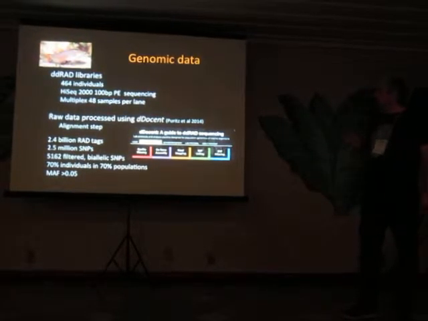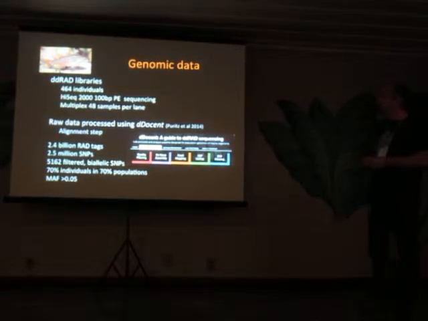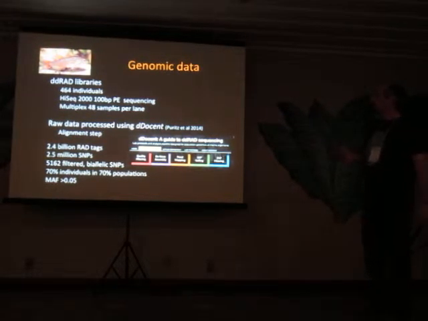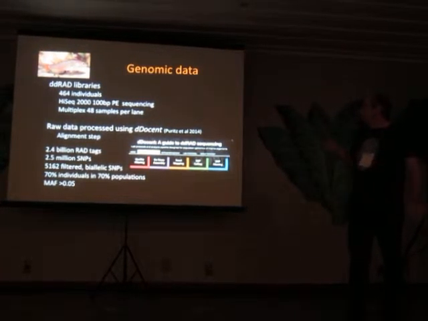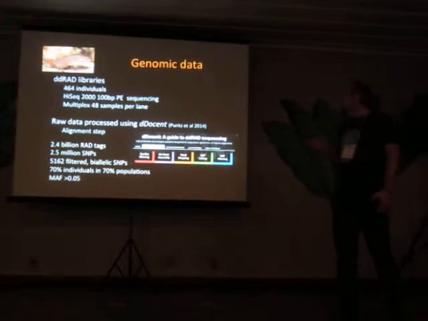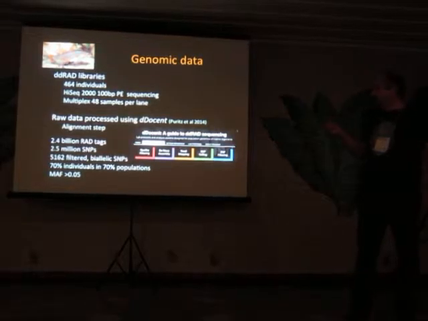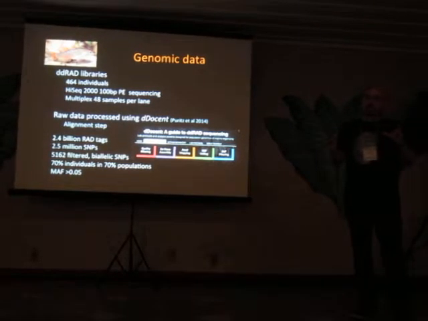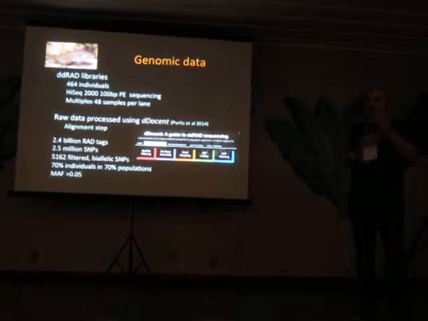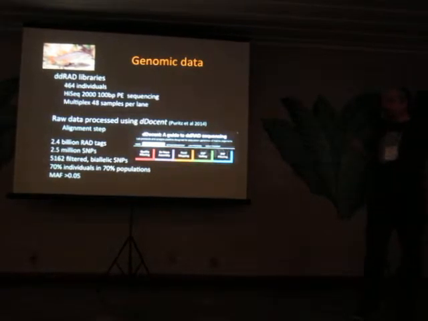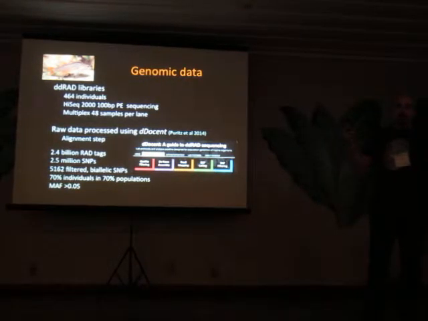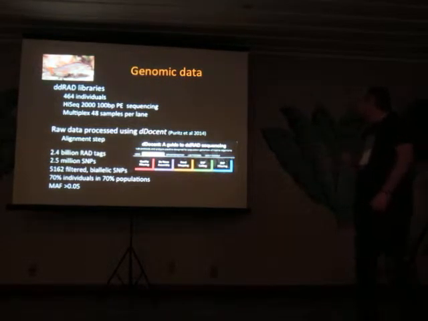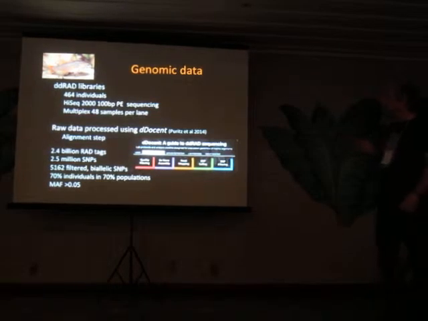So I prepared TD-RAD libraries for 464 individuals, with 100 base pair Illumina sequencing, multiplexing 48 samples per lane. I used a relatively new bioinformatic pipeline, Descent, to process the raw data. The really cool thing about this is that it includes a proper alignment step, which is different from Stacks, which we've been using previously in the lab, and that really helped to solve some of the issues I was having with missing data amongst my really divergent populations. So I'm happy to talk to people afterwards about that.